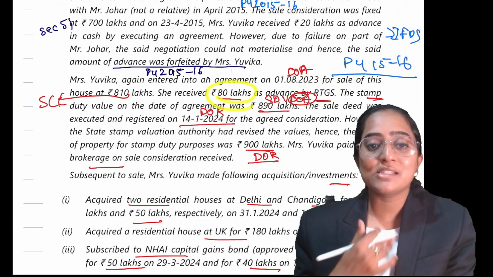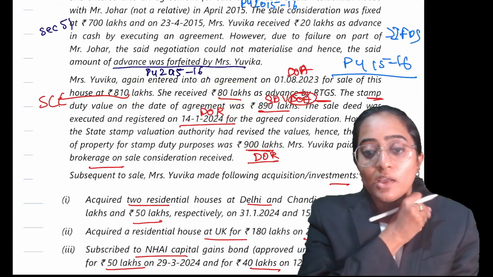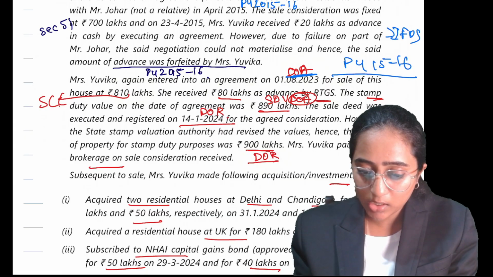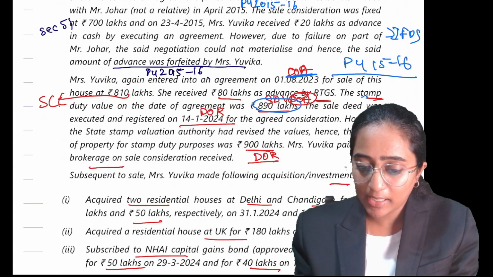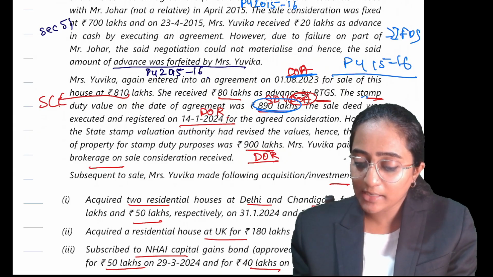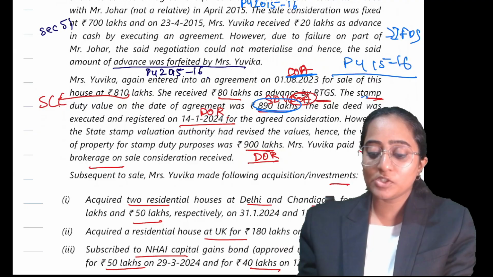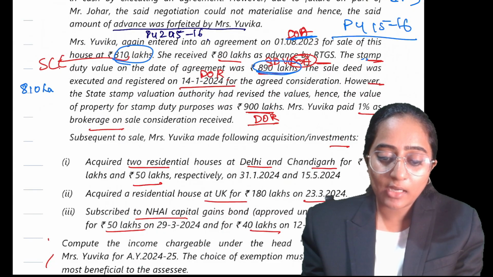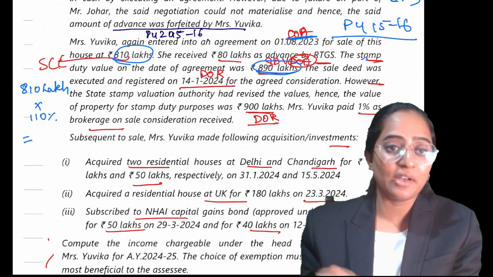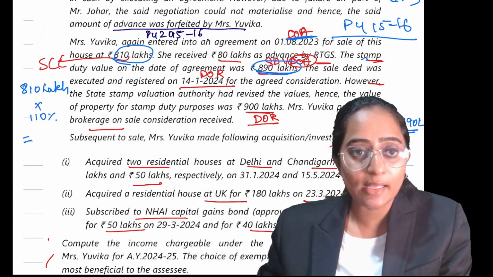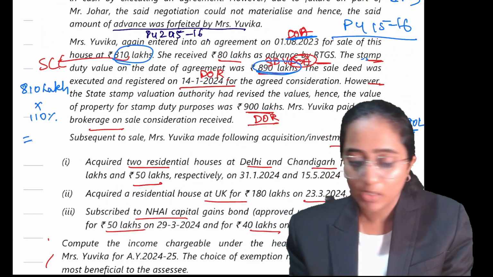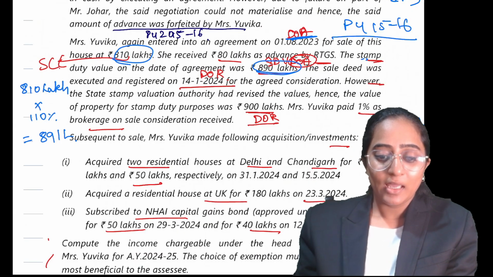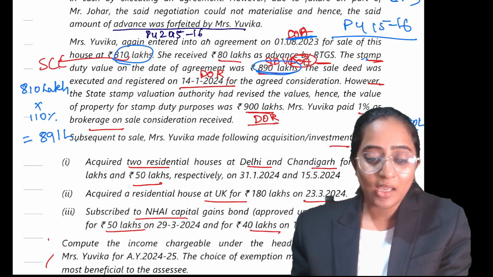So if she has received the 80 lakh advance in electronic clearance mode, then you're going to consider the SDV as on the date of agreement only. The SDV on the date of agreement is 890. I will consider the SDV of 890 for my computation. How much is the consideration which I've charged, people? 810 lakh. Now I will compute 110% of the 810 lakh. Please do the calculation from your end as well. 810 into 110% is 891 lakh. Everyone, 110% of the consideration is going to be 891 lakh.